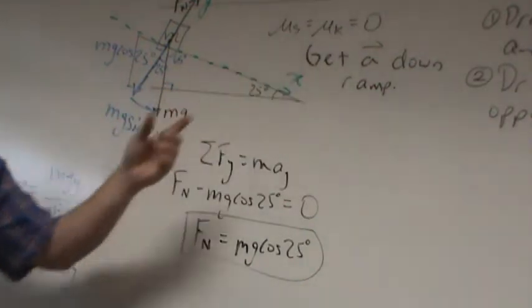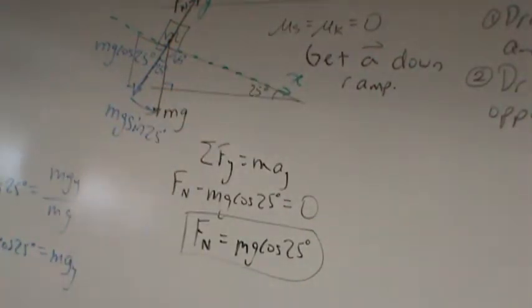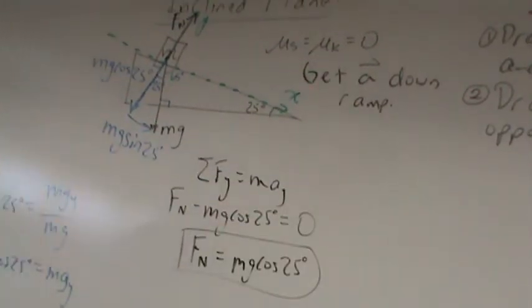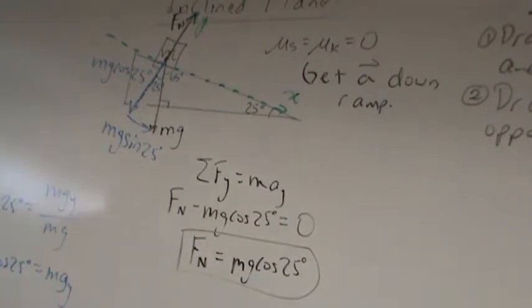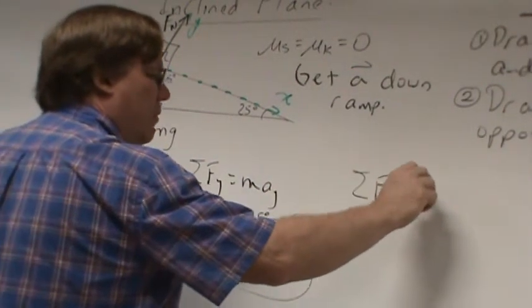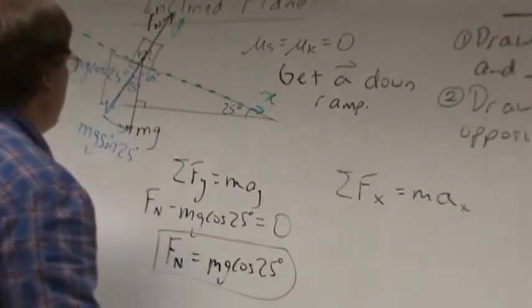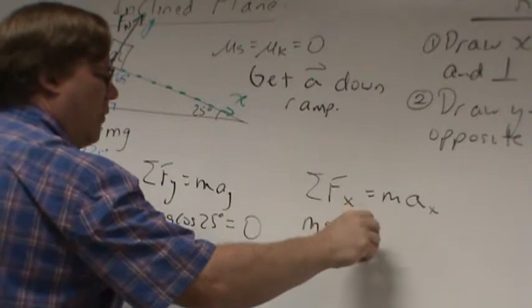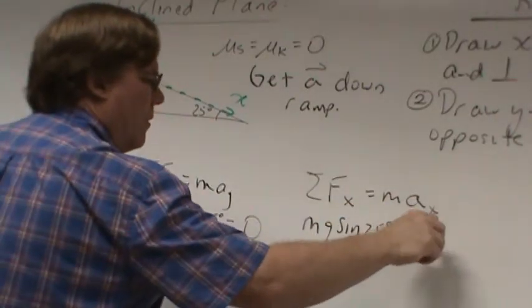You'd think, but I'm in this pretend world of example number 1. There's no kinetic friction. But yeah, you're right. In real life, yeah, there's friction. So let's go ahead and do this. The sum of the forces in the x direction equals max. I only have one force acting in the x direction: mg sine of 25 degrees equals max.